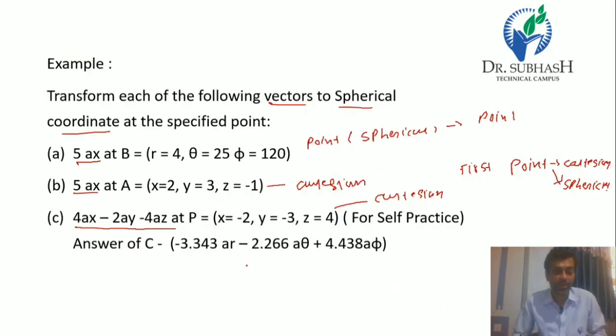in the example in B, we require to find the spherical coordinate system at point x is equal to 2, y is equal to 3, and z is equal to minus 1. Here the point is given in the Cartesian coordinate system and the vector is also given in the Cartesian coordinate system. So first of all we find out the point in the spherical coordinate system using the formula, and then after put the value of theta and phi in the transformed vector. So we find the B here.